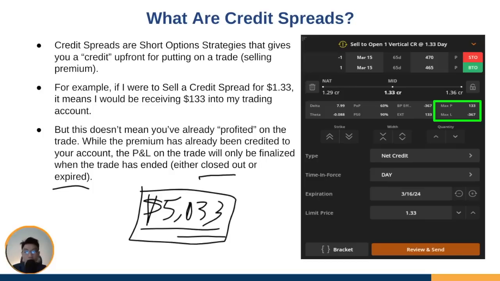Now, what if you lost, right? If you lost, this amount could actually drop below $5,000. So how do you know exactly what your max loss is? You can take a look down here. This is the order ticket for Tasty Trade.